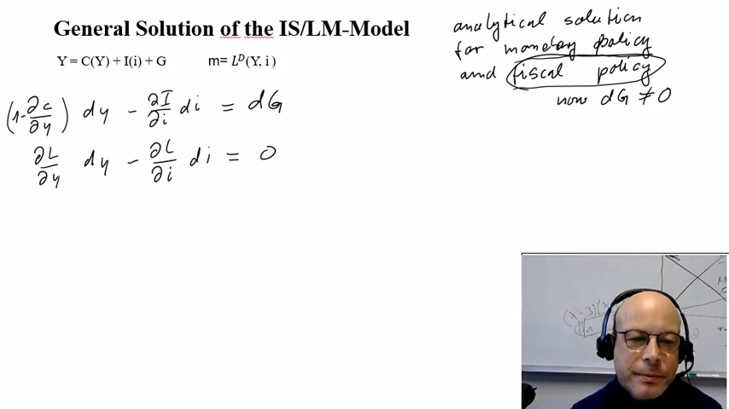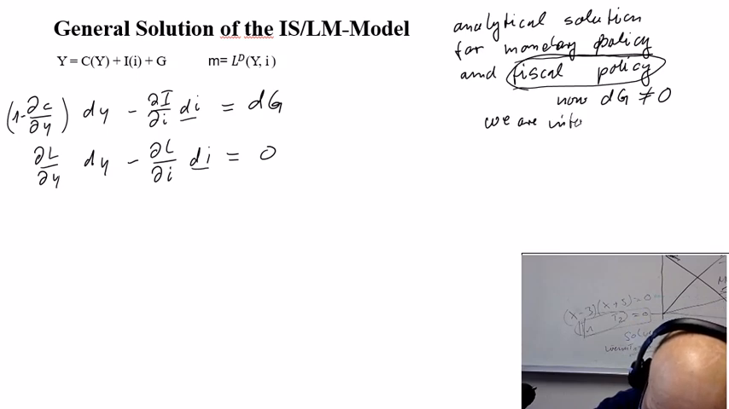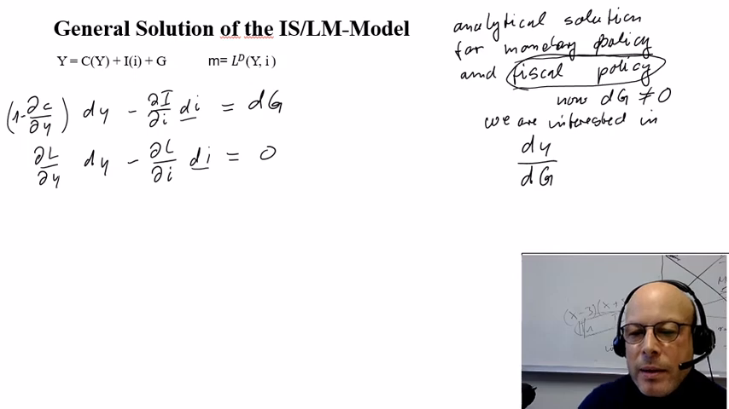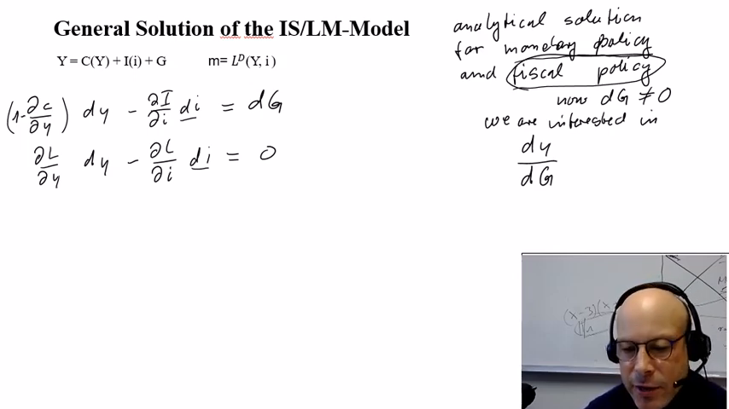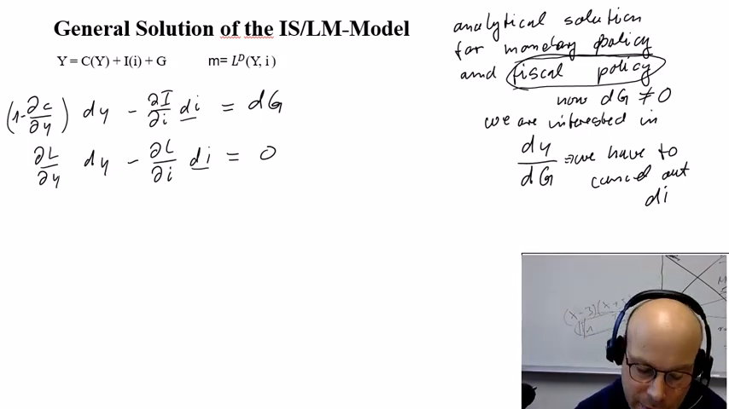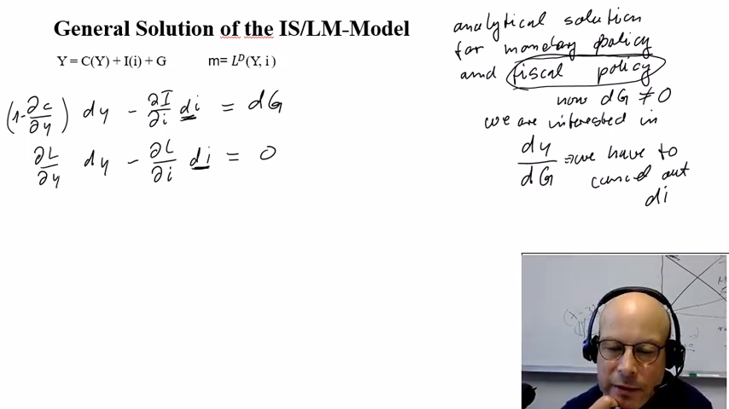What do we have to do then? Again, we want to get rid of the interest rate part. So we are interested in dy over dg: how much is income changing when we are changing government expenditure? And this means we have to cancel out di. So the part in front of di in both equations has to be the same. What do we have to do?